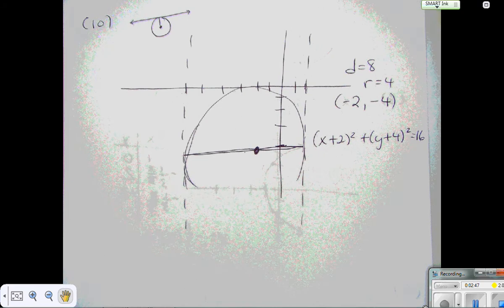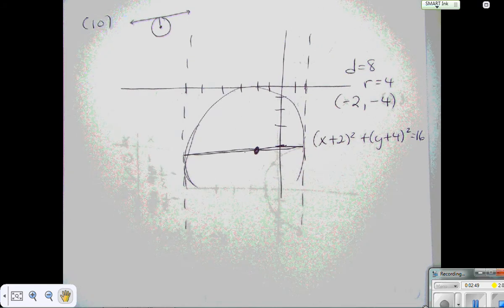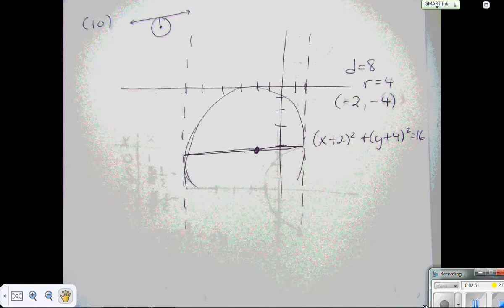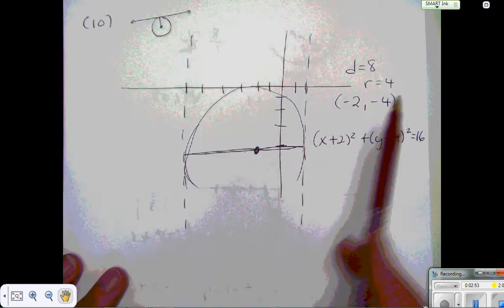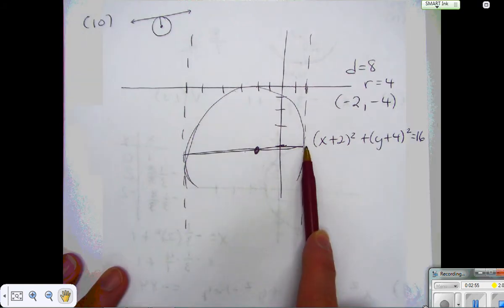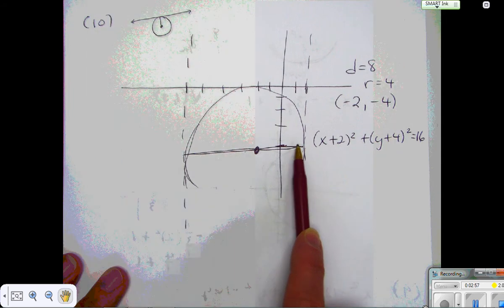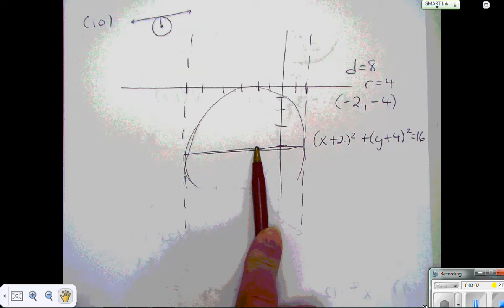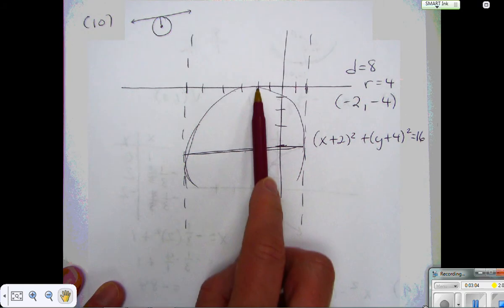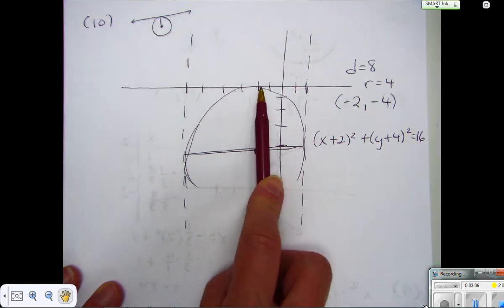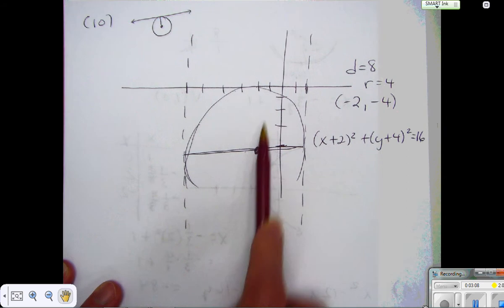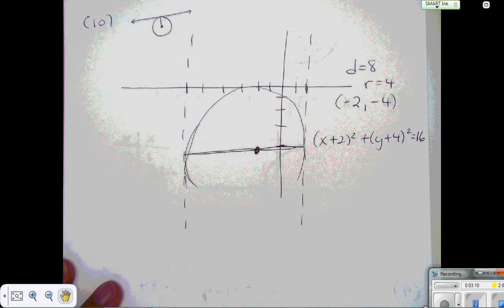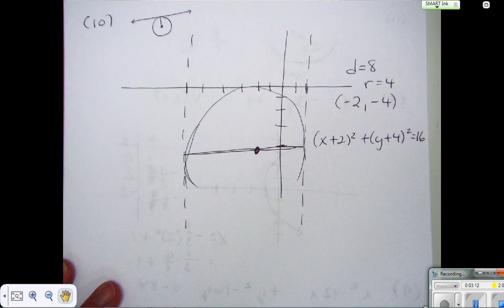Yes? How did you find the third? Well, the radius is 4, right? So from one side, I just counted 4 over, and I got to -2 for the H. And I also counted down because it's tangent to the x-axis as well. So I can count straight down 4 units, and that'll give me the K value.